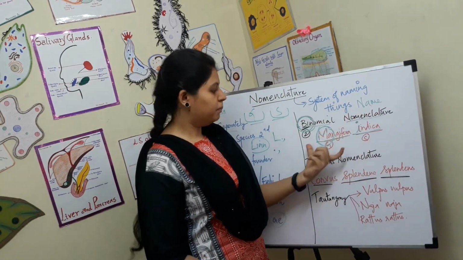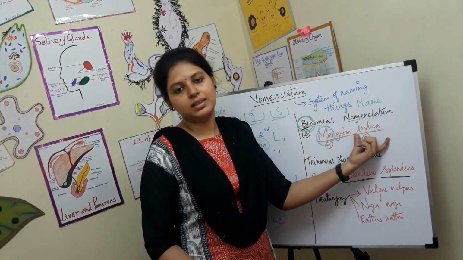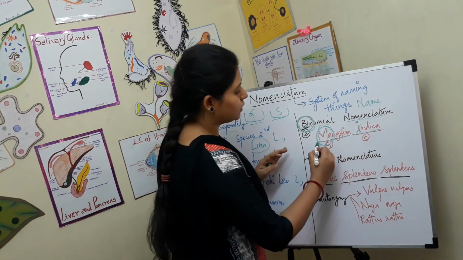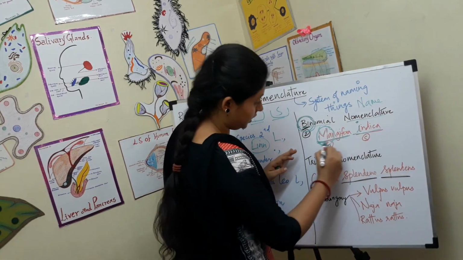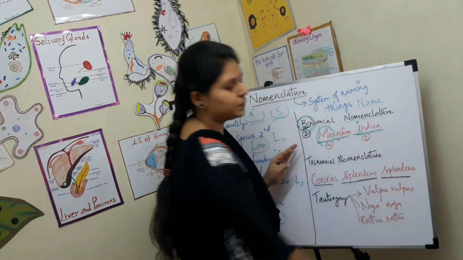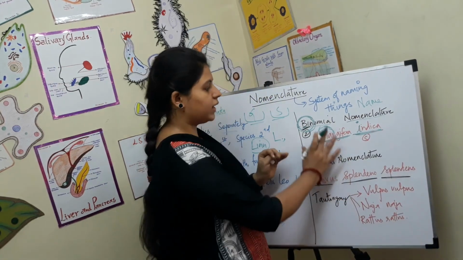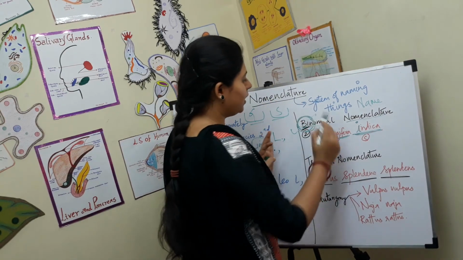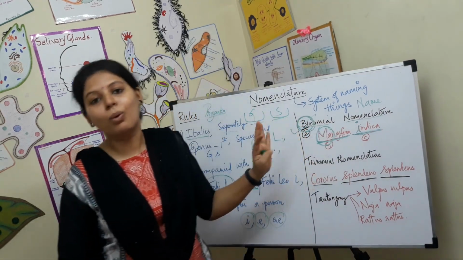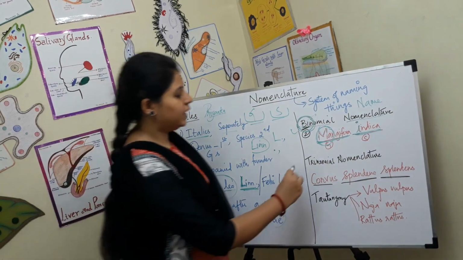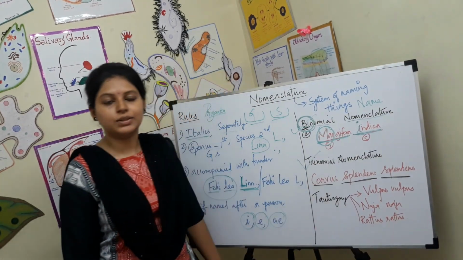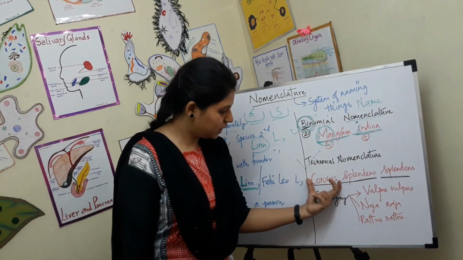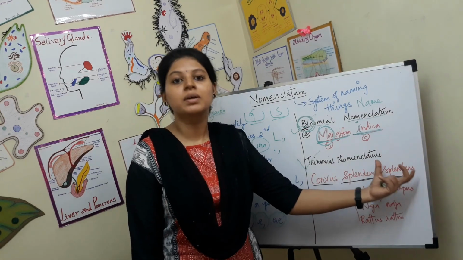Very simple. Mangifera indica, the name for the mango tree. It has one genus name and one species name. Alright, that is binomial nomenclature. Mostly, names are binomial, they are more in number. And then trinomial nomenclature, where you have one genus name and two species names.